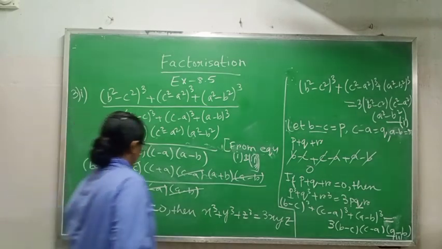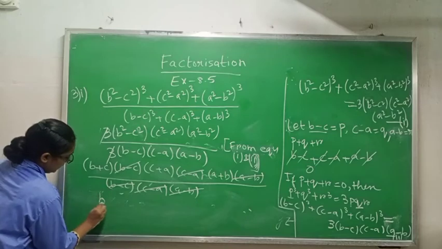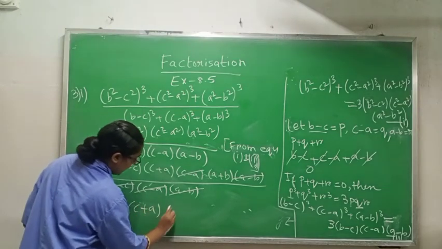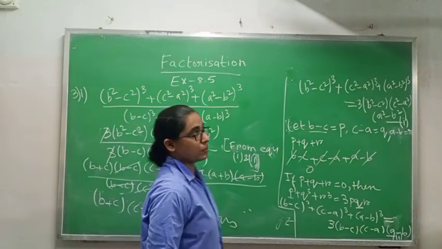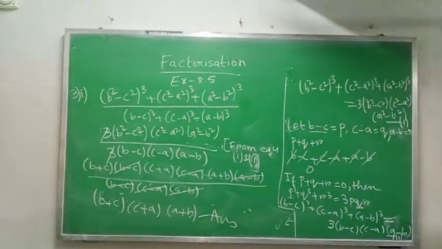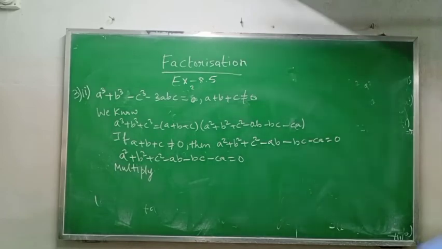Okay. Now what is left? (b + c)(c + a)(a + b). So this one is your answer, the simplest value of this. Okay, (a + b)(b + c)(c + a). Copy this one. Now class 9, see question number 3.2.